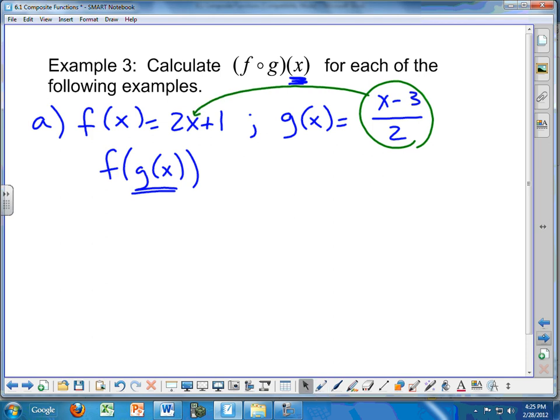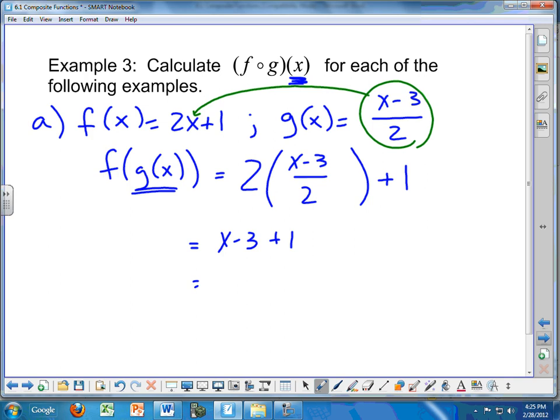And let's just do the calculation now. That's going to be 2, and instead of an x, we're going to have x minus 3 all over 2, plus 1. The 2's cancel here, leaving us x minus 3 plus 1, or the final answer, x minus 2. And notice that f of g of, let me rewrite that.